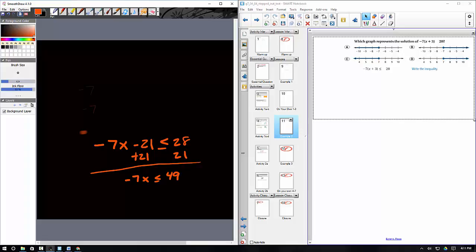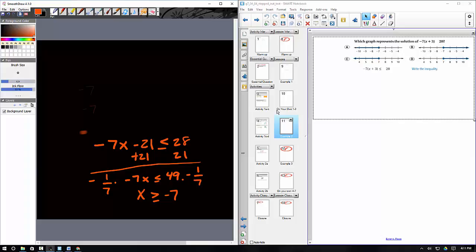I'm going to multiply by 1 over negative 7 on both sides. Remember, when I do that, I have to flip the sign, right? So I'm going to have x is greater than or equal to negative 7.